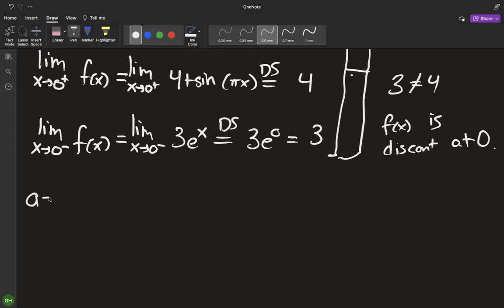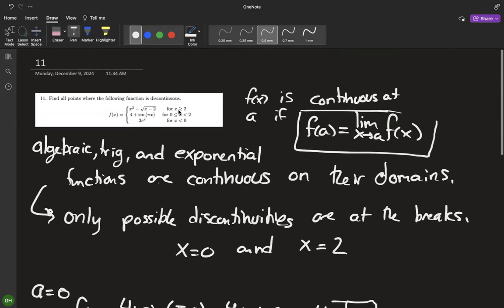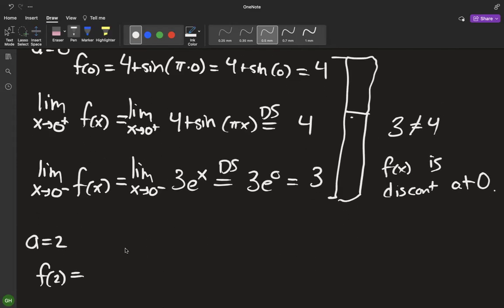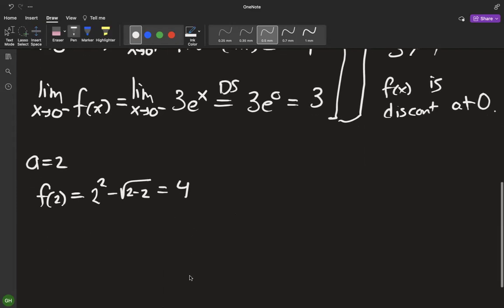Now we've got to check the other possible point, a equals 2. Again, I'm going to plug in the function value. f of 2, if I plug in 2, I'm in the top case. So that's 4 minus 2 minus 2 is 0. Root 0 is 0, so that's just 4. So it's 2 squared minus root 2 minus 2, which is 4. And then the limit as x approaches 2 from the right of f of x. This just means that I'm looking at numbers slightly bigger than 2. That is the first case again.